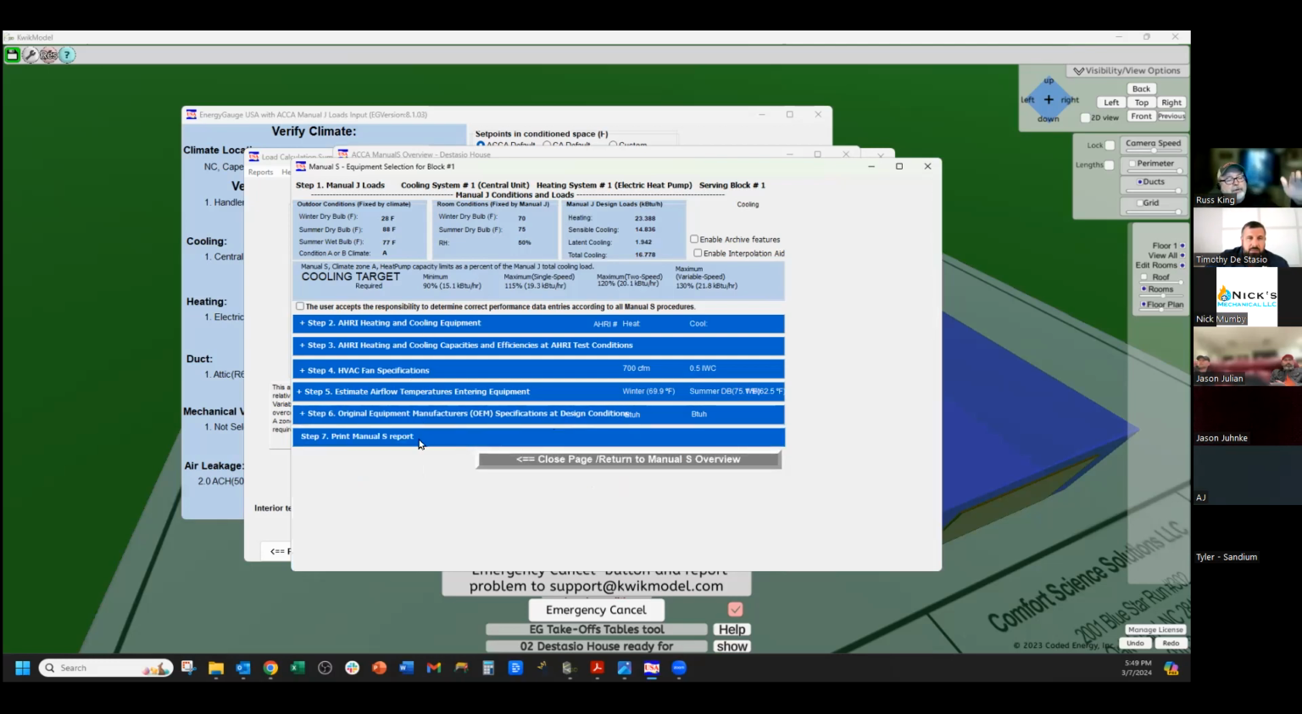But once you plug all this stuff in and you're basically done, there's this print Manual S report where it'll actually do all those checks for you, and it will show that you're meeting these numbers up here. So if you have to give that report to a building department or a rebate program or something, it'll document that it all passes for you.